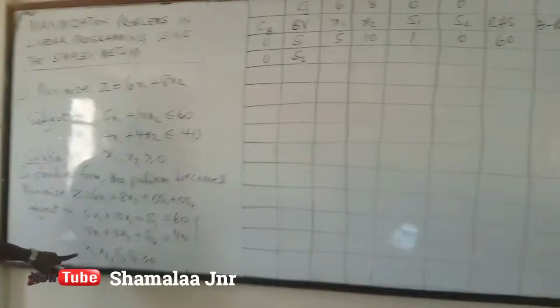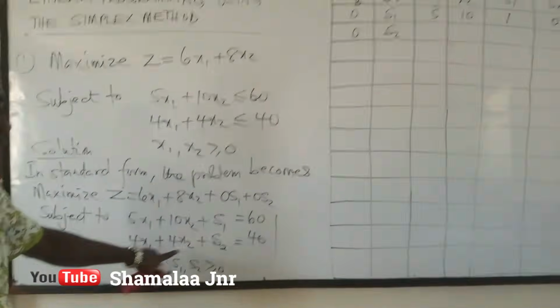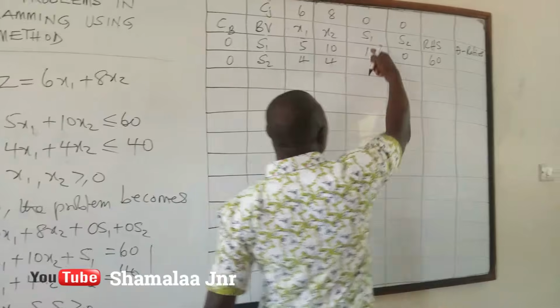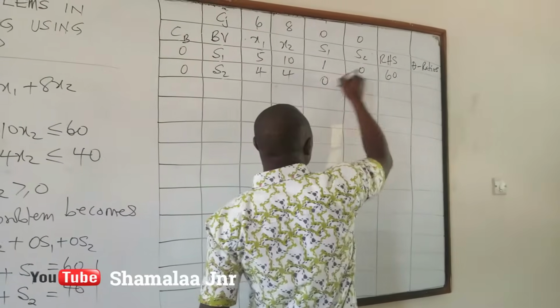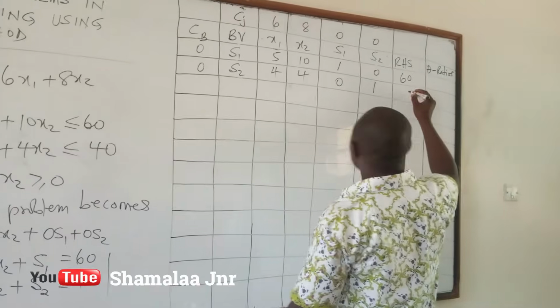Now the second one, we have the coefficient of x1 to be 4, x2 to be 4, so this is 4, this is 4. We don't have s1, so the coefficient will be 0, and that of s2 is 1. And then the right hand side is 40.